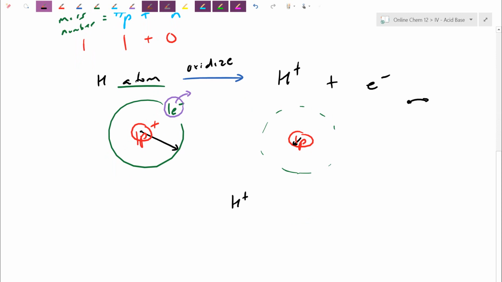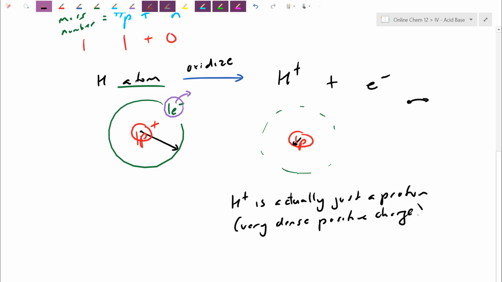And H plus is actually just a proton, right? We had already said there's no neutrons. This one here is a very dense, very small positive charge, right? The nucleus is typically 1,000 times smaller than where the first shell would be, so suddenly my radius has shrunk by a lot, okay? So that's why throughout this chapter you're going to see us synonymously using the words H plus and proton. They're basically the same thing. Having lost the electron, what's remaining of the H is just a proton.